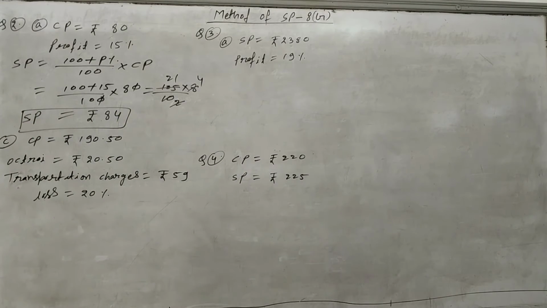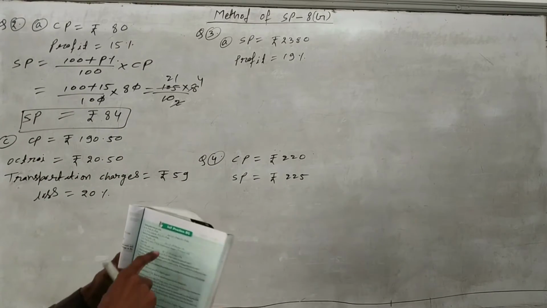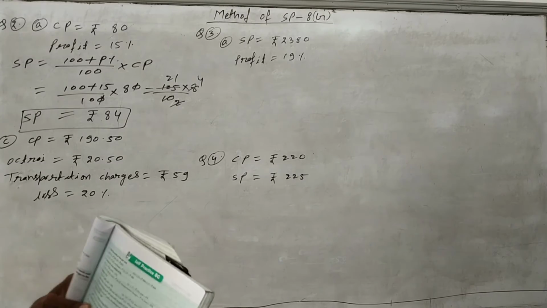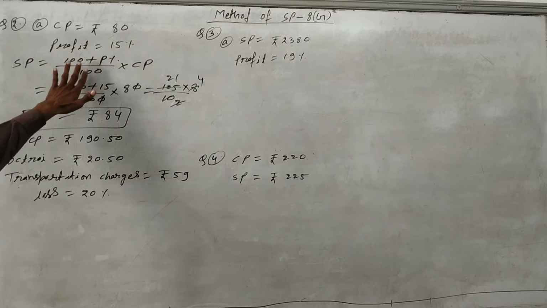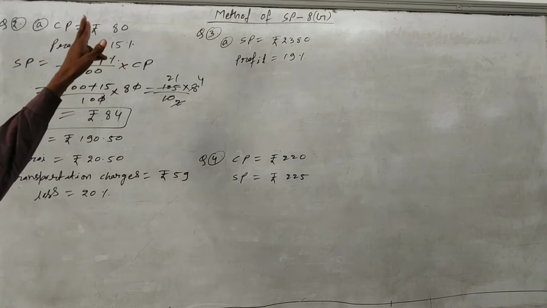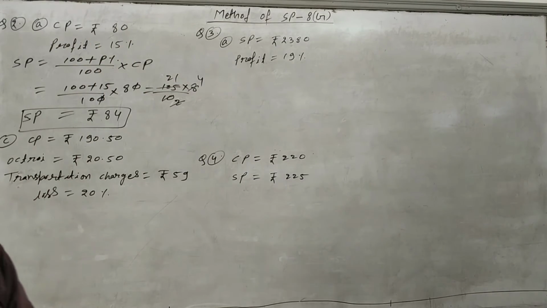Like that, if a question is given, the remaining B part I have left. So try the B part yourself. Here CP is given and loss percentage is given. So here we will use minus loss. In place of plus profit percent, we will put minus loss percent.